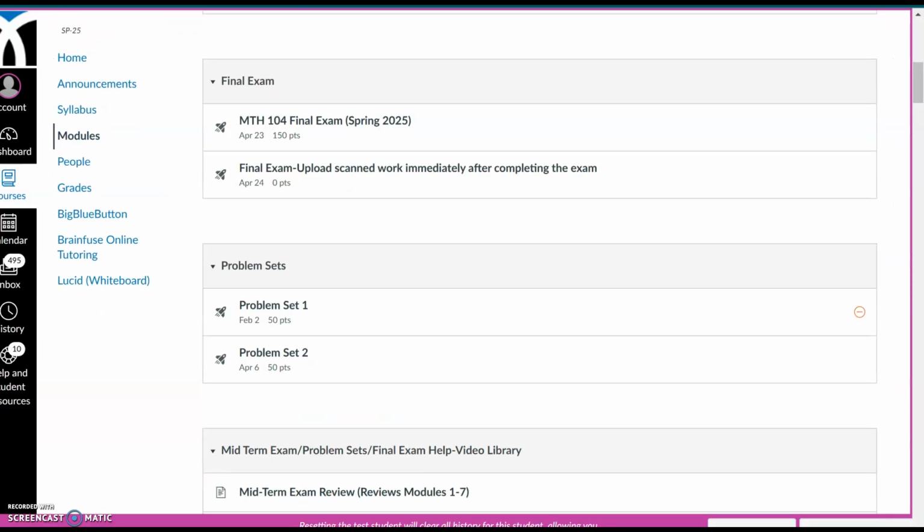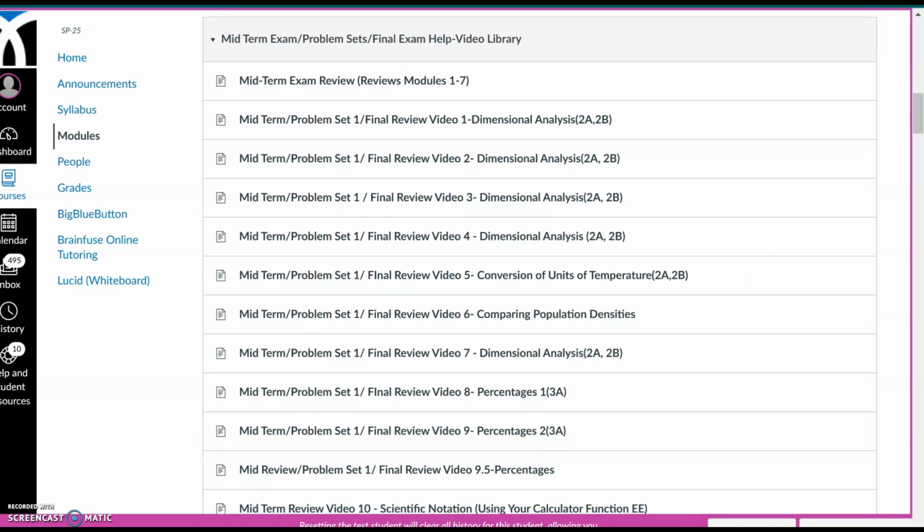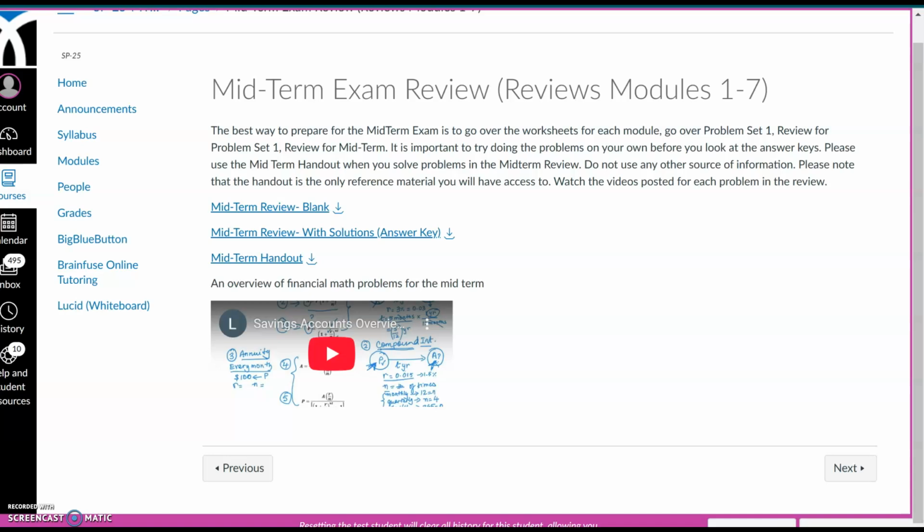You can scroll down until you find this particular module. Midterm exam, problem sets, final exam, all kinds of help is available on this particular module. Look at the first page in the module, midterm exam review. It goes from modules 1 through 7. It's really 1 through 6. It goes only up to a certain point, as you'll see in the review problems.